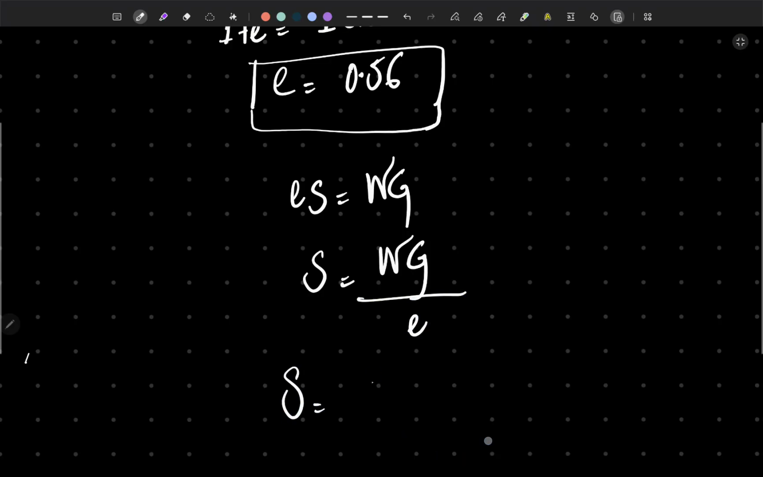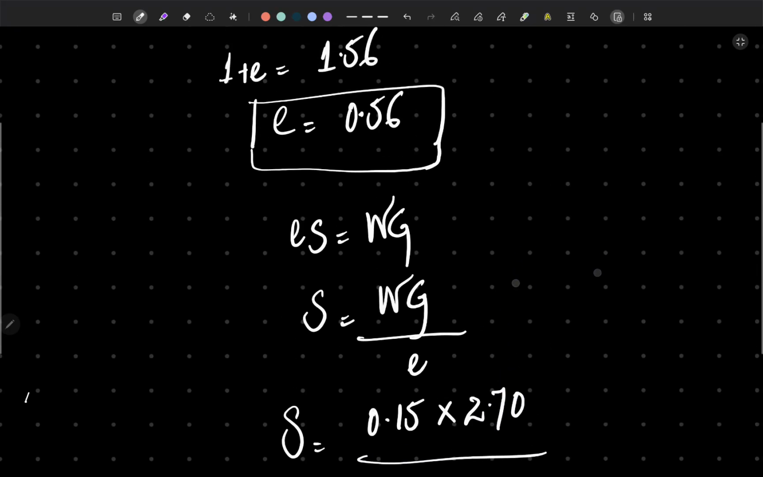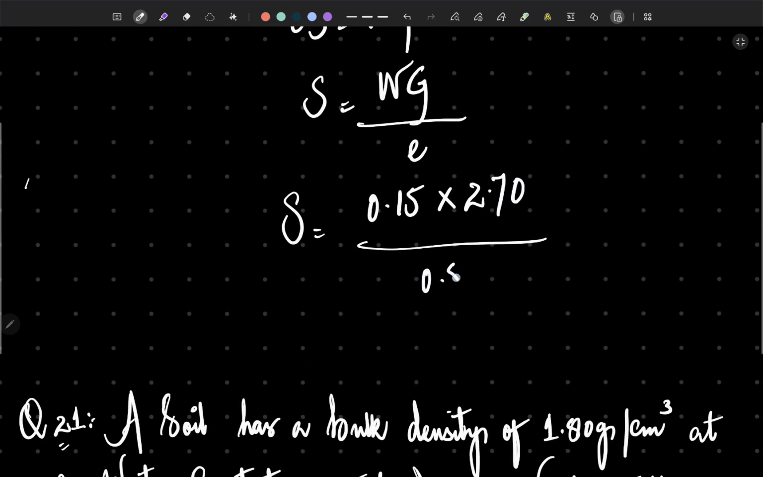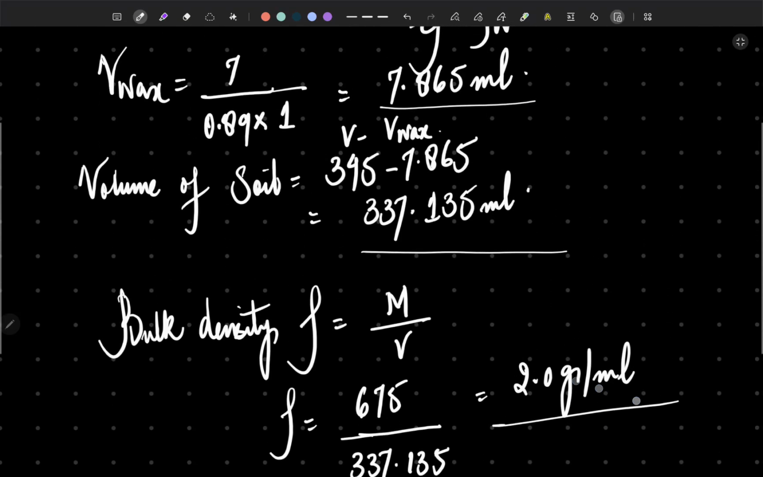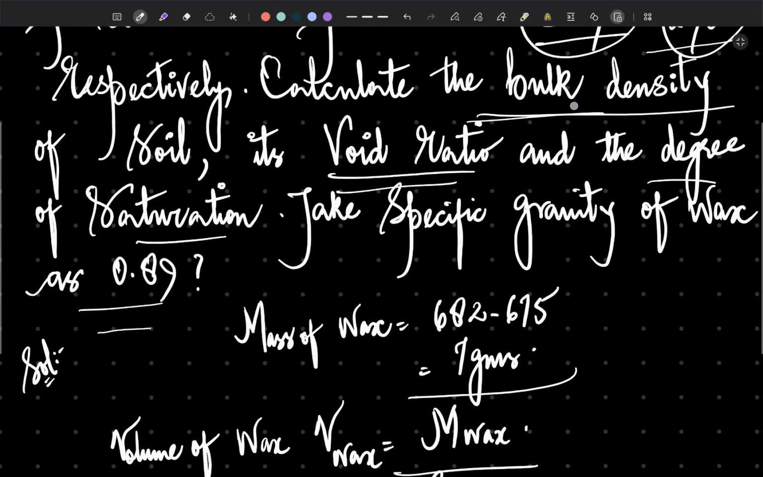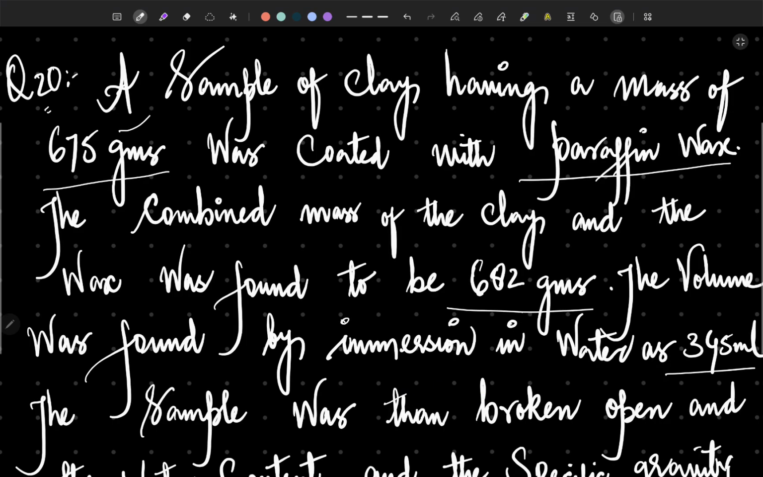So degree of saturation is water content, 15%, specific gravity of soil solids, obviously not of the wax, 2.70, void ratio we just calculated, 0.56. By calculations, degree of saturation is equal to 72.3%. So we have completed this question. In all respects, we have found the bulk density, tick, void ratio, tick, degree of saturation as well. This question was based on the water displacement method and we found out all the parameters. Moving on to the next one.